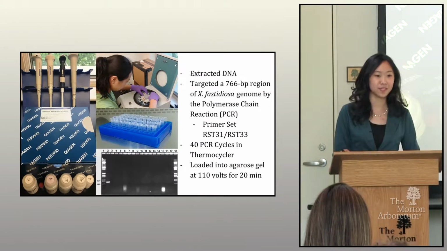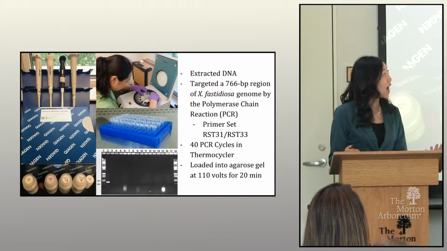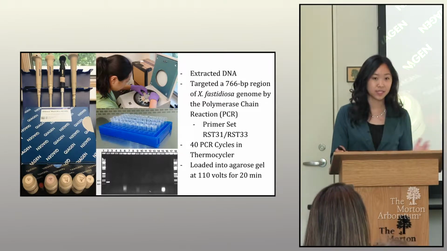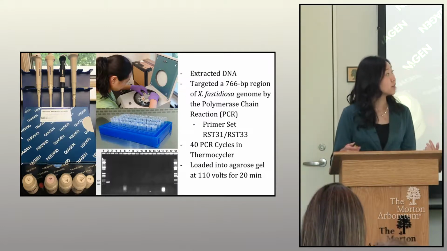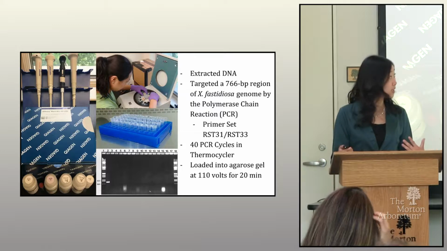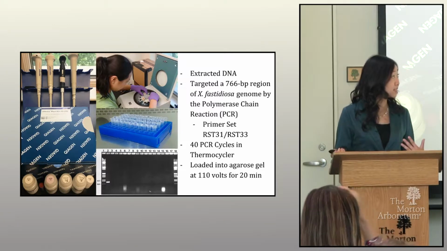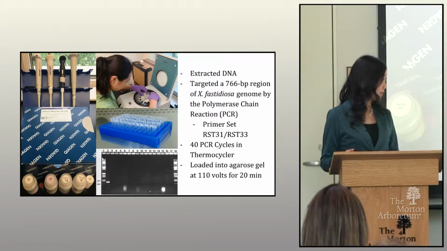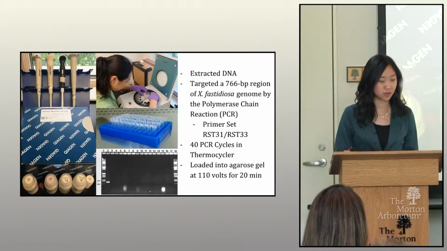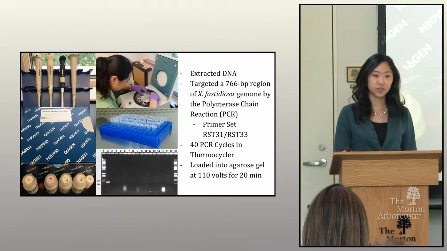I extracted DNA from these twigs, and then to test them for presence of Xylella fastidiosa, I amplified the pathogen-specific DNA sequences using the polymerase chain reaction, or PCR. For my experiment, I was targeting a 766 base pair region of the Xylella fastidiosa genome with the primer set RST31 and RST33. I ran my samples through a thermocycler, and then I loaded them into an agarose gel at 110 volts for 20 minutes.